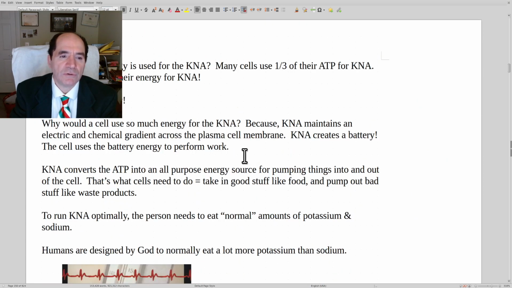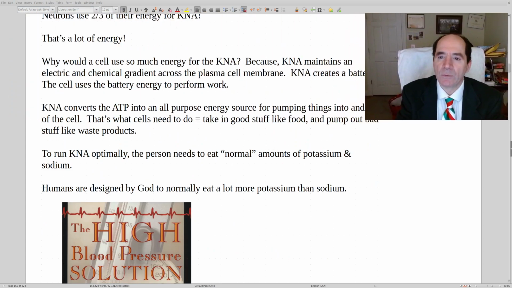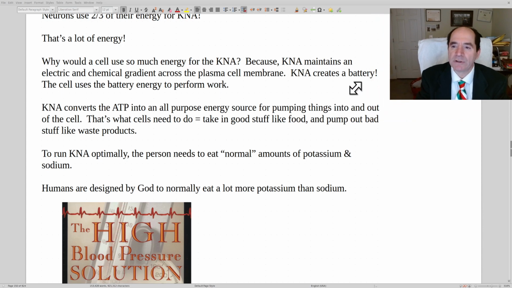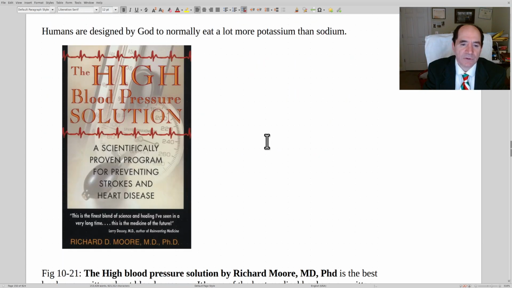Neurons use from half to two-thirds of their energy to run that potassium-sodium pump. So it's super important. There's no way a cell would use that much energy for something unless it was super important. And it is, because it's the whole battery energy system of the cell membrane, and it uses that to take in good stuff, like food, and to pump out its waste products. We're designed to run on a high-potassium, low-sodium diet.